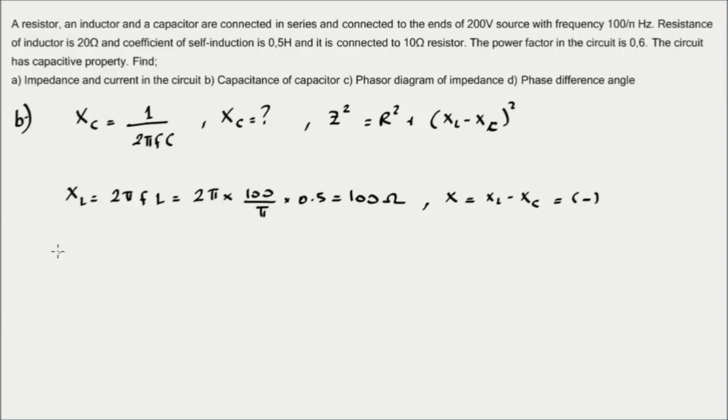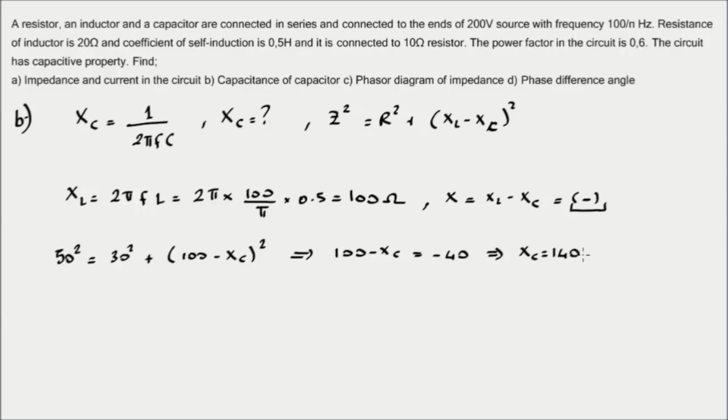So Z squared, where Z is 50, equals R squared, where R is 30, plus (XL, as we calculated, 100 minus XC) squared. 100 minus XC can be negative 40 or positive 40, but it says capacitive property, so it's going to be negative 40. XC is going to be 140 ohm.